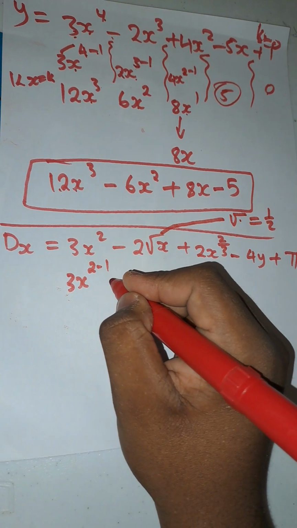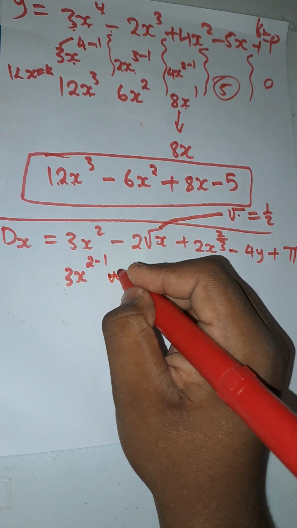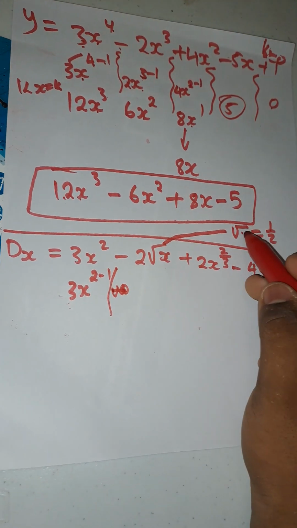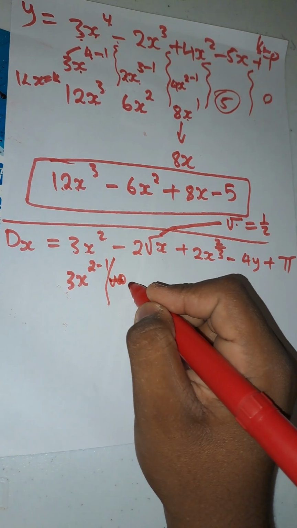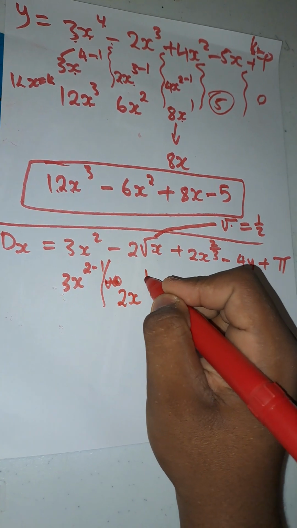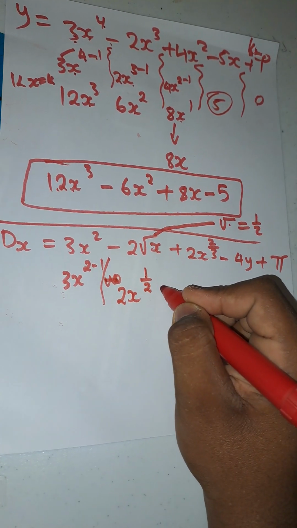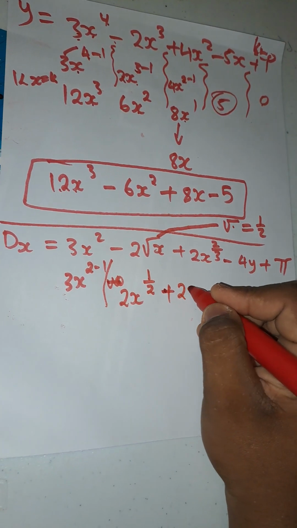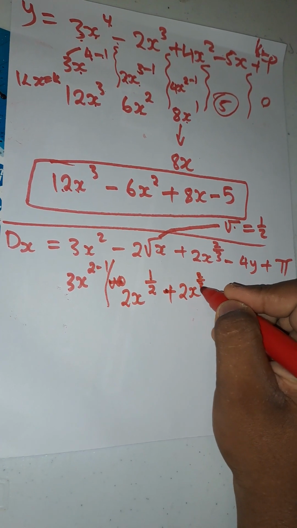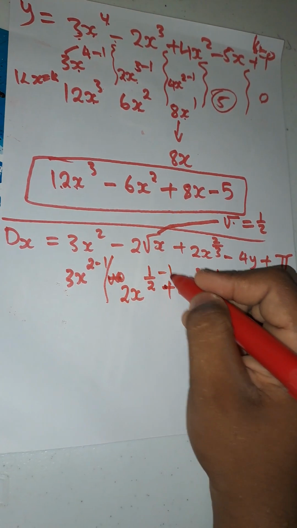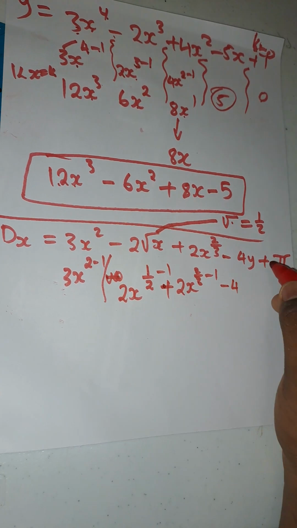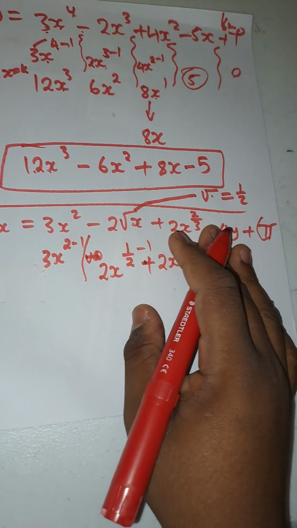And then this will be the same as minus what? Let me not put the signs for now and solve it the way we know. So since I know a square root is the same as half, I will write it like this. 2x to the power of 1 over 2. And then plus 2x to the power of 2 over 3 minus 1. Let me put minus 1 there again. And then minus. This one I know. It is the same as 4. I'll come back to that one.